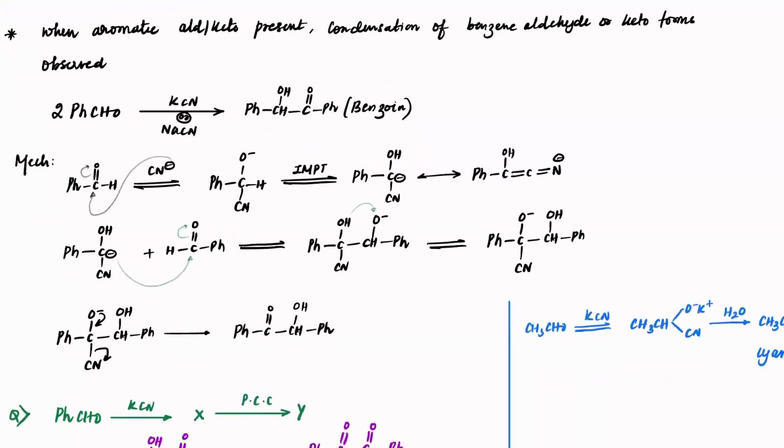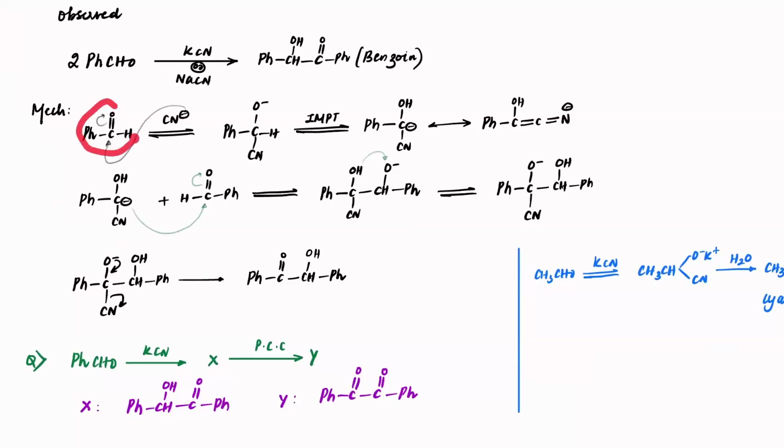So how does this occur? First on benzaldehyde, cyanide CN minus will attack as a nucleophile. You'll get this intermediate, and this is very interesting. This O minus will take this H plus, so there is an intramolecular proton transfer here. As it happens, you'll get this as C minus.